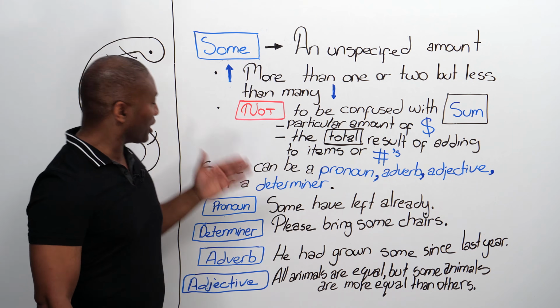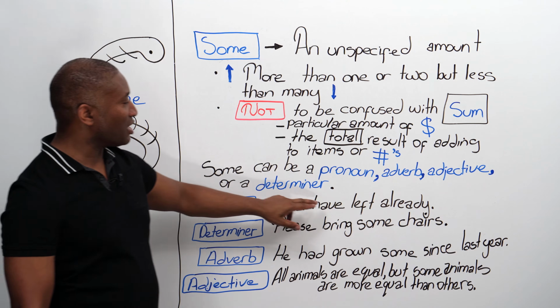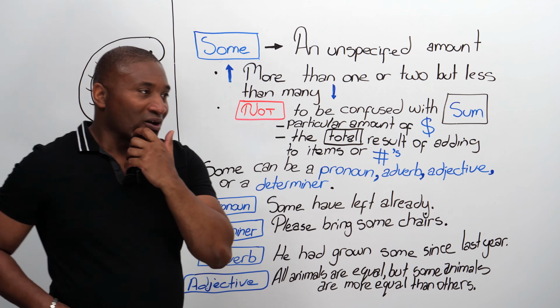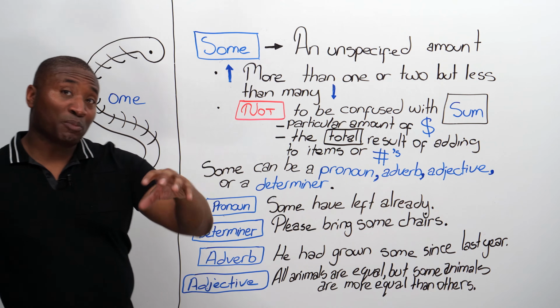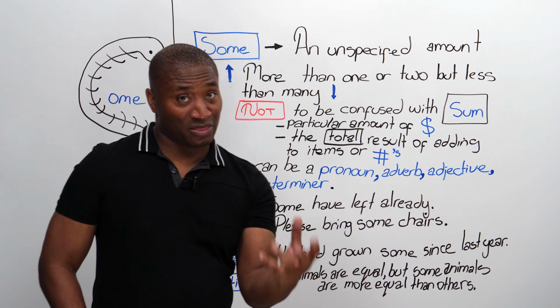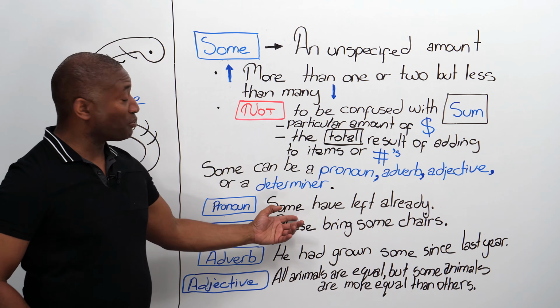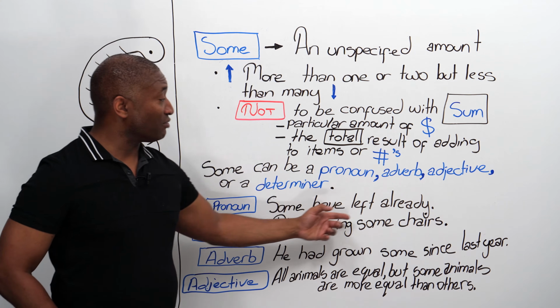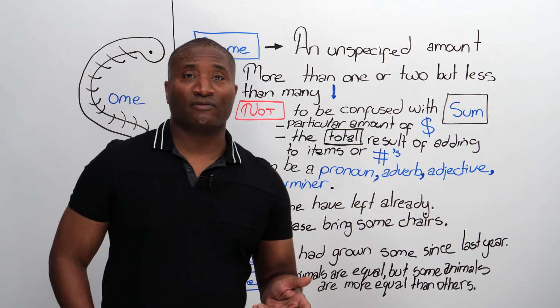So the first one we're going to look at is some as a pronoun. As you see in this sentence, we have some have left already. Well, we could say they have left already. So remember how I said it can replace words? And if I didn't mention it at the beginning, some can actually replace another word. And this is how we do it with pronouns. Instead of they have left already, we say some have left. Now, how many have left?